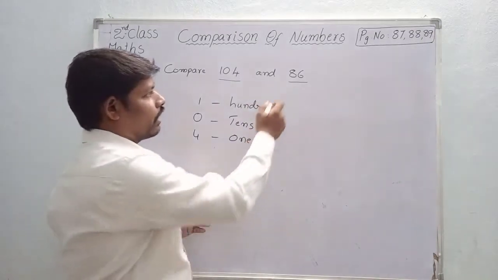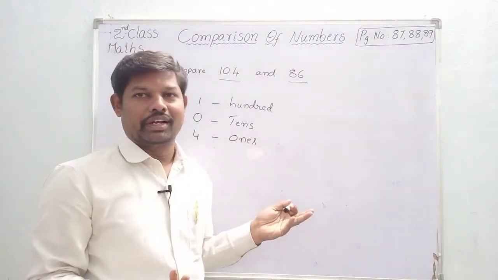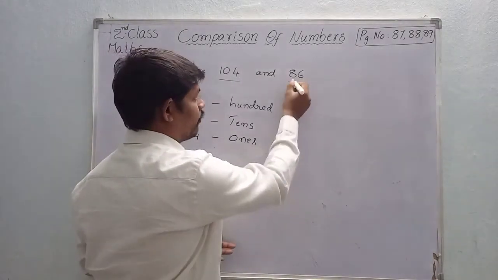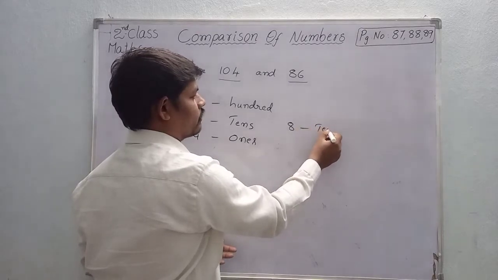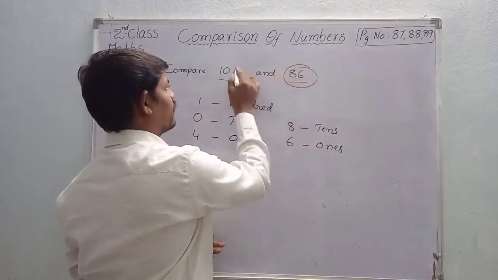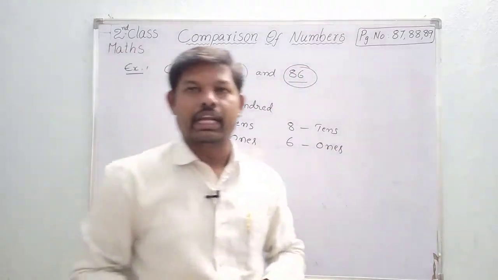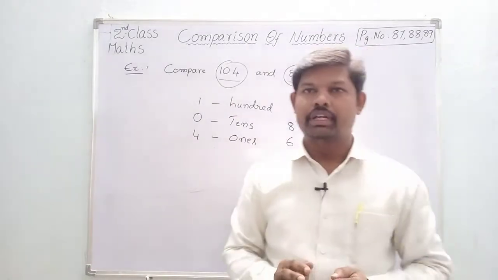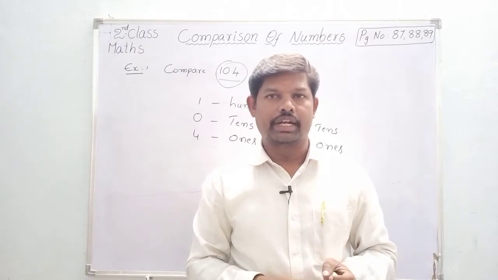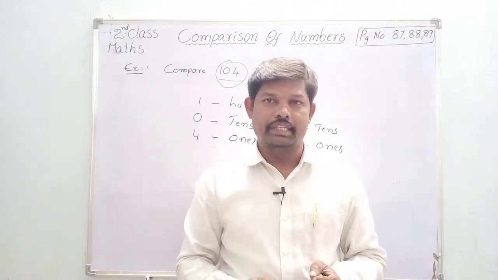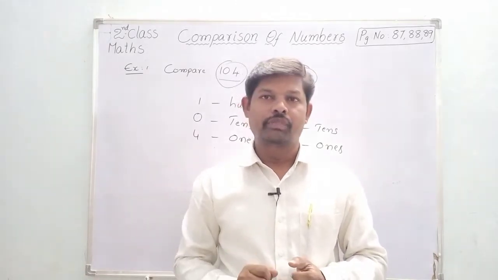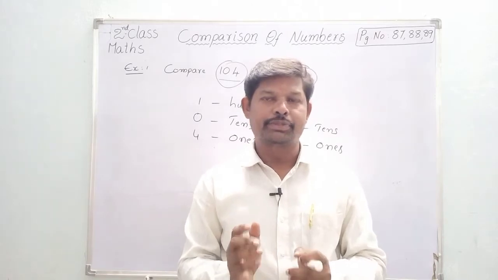Now in 86, how many hundreds are there? No hundreds. Only 2 digits are there. How many tens are there? 8 tens. How many ones are there? 6 ones. So simply by observing the number of digits, you can understand which is big number and which is small number. So in 104 and 86, which is big number? 104 is big number and 86 is small number.